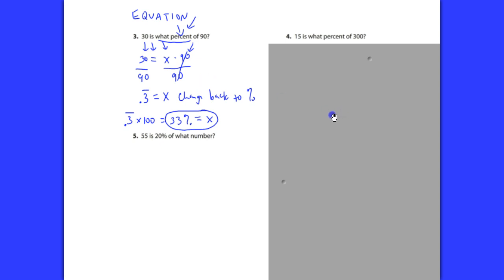All right, why don't you hit the pause button right here and try number 4. I've worked it out under the shade. See if you can get it correct and come back when you've got it done. Hit pause now.